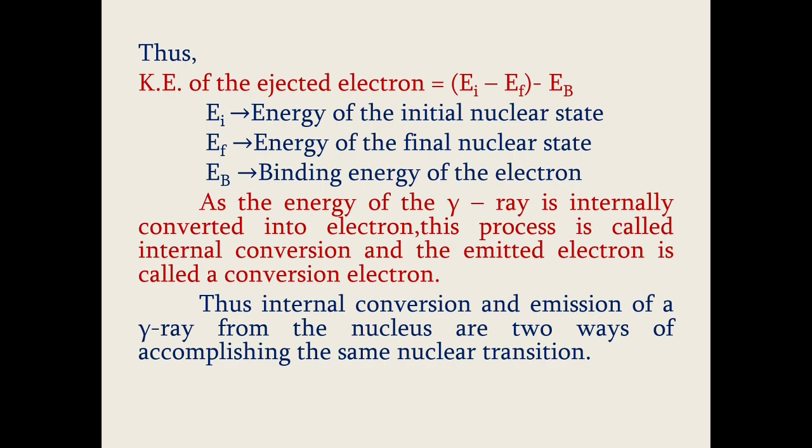So, there may be a confusion between the process of internal conversion and the photoelectric effect, because in both processes the electron gets dislodged from the atom. See, first let us discuss the photoelectric effect. In photoelectric effect, the light from one atom is given to another atom. So, the light from one atom dislodges the electron from another atom.